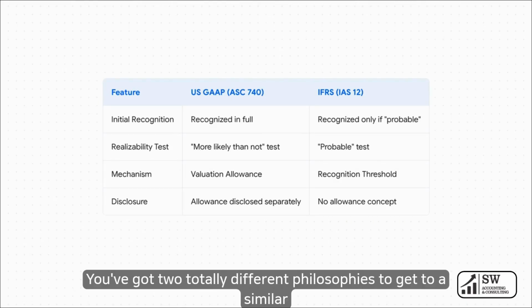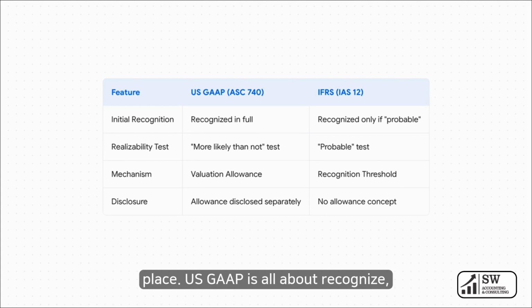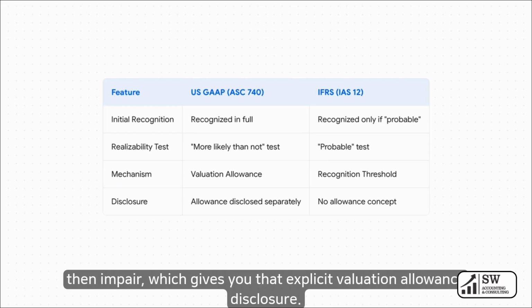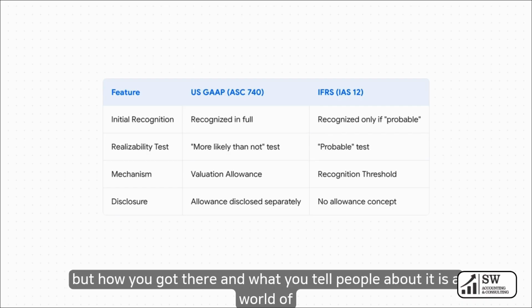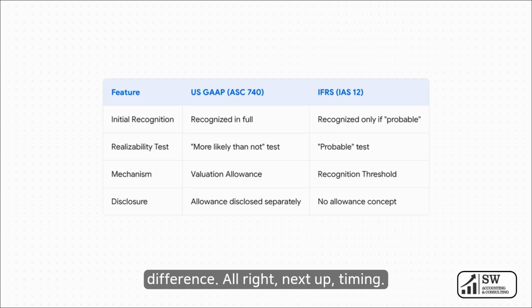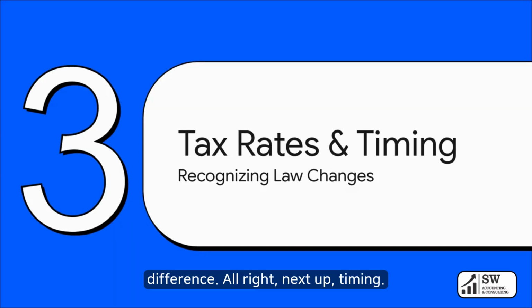This table really sums it all up. You've got two totally different philosophies to get to a similar place. US GAAP is all about recognize, then impair, which gives you that explicit valuation allowance disclosure. IFRS, on the other hand, is only recognize what's probable, so the judgment call is baked right into the initial number. The final asset on the balance sheet might look similar, but how you got there and what you tell people about it is a world of difference.